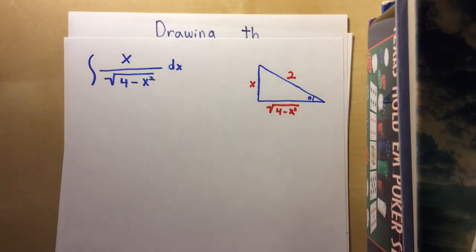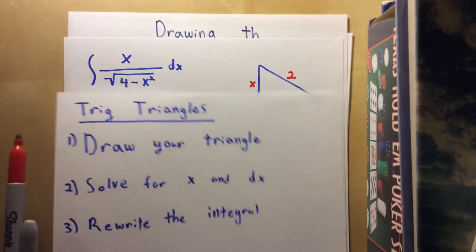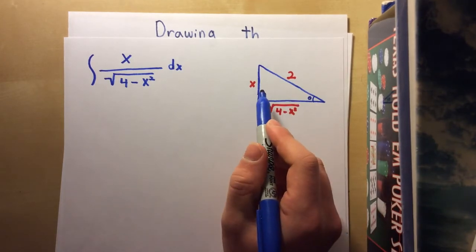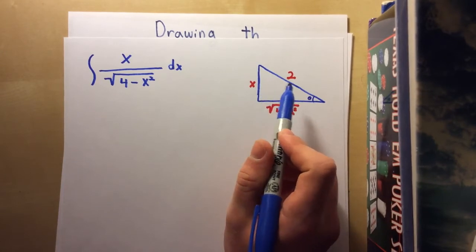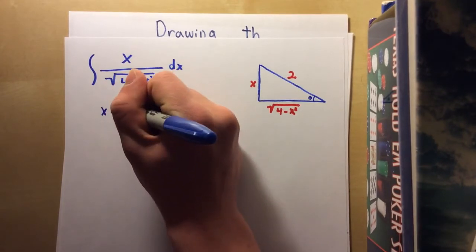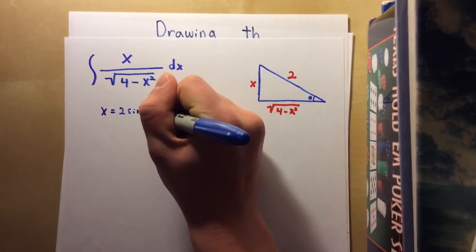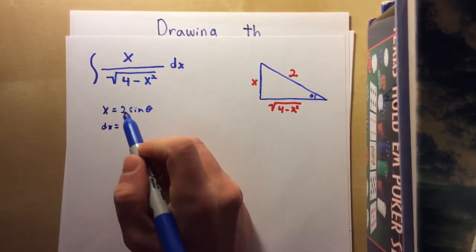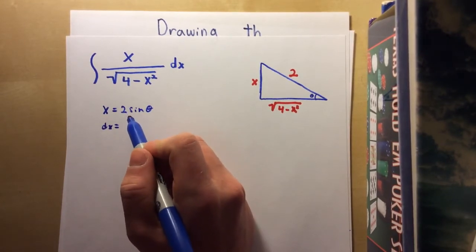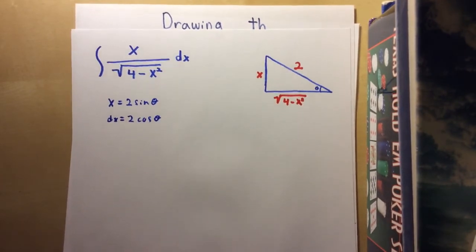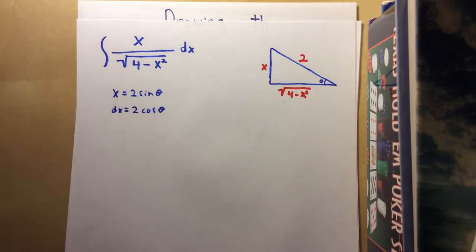So the next step is to solve for x and dx. If we do that, we can say sine of theta is equal to x over 2, so x is equal to 2 times sine theta. And now we can solve for dx. If x is 2 sine theta, just take the derivative.